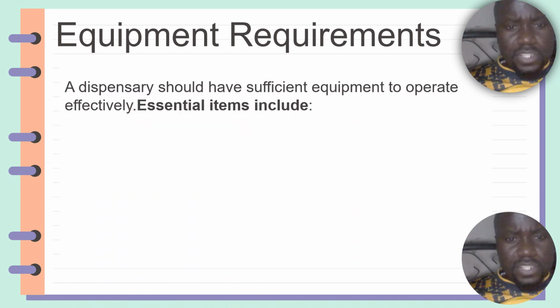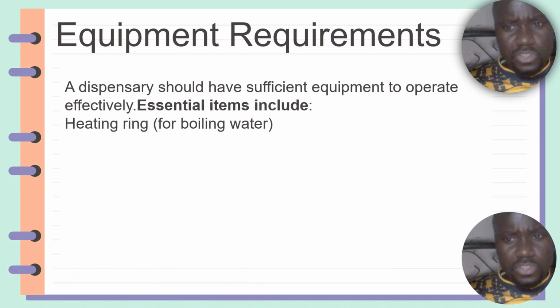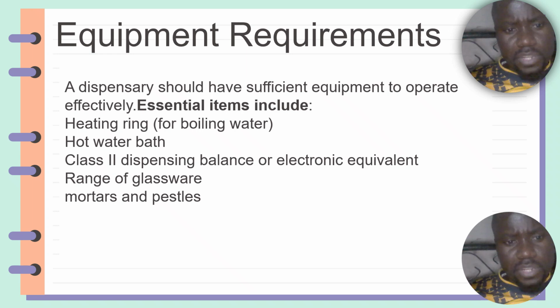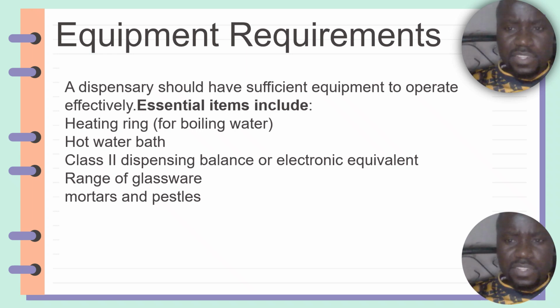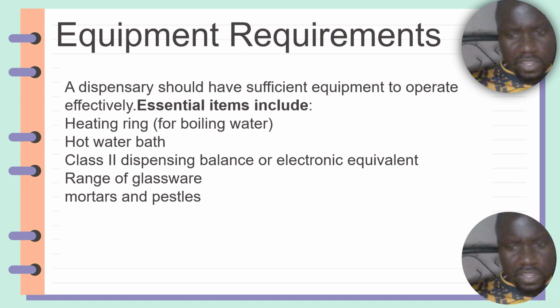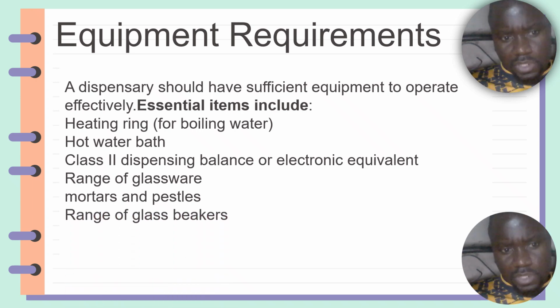So what equipment is essential for the dispensing unit? For the compounding unit, you need devices or equipment for boiling water. You need a water bath for controlled heating. You need dispensing balances or the electronic equivalent. You need a wide range of glassware. You need mortar and pestle. For mortar and pestle, you may need the ceramic as well as the glass one, because with the glass one, you can use color related products that may stain the ceramic ones. So you need alternatives. Then you also need beakers, conical measures and things like that.